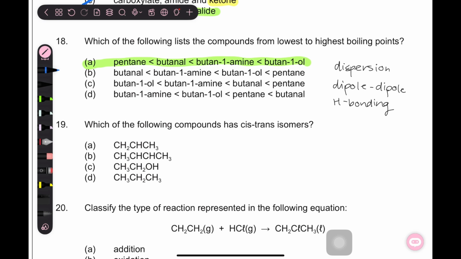And the reason for the order is because butanol is an alcohol, which means that it can do hydrogen bonding because it has a hydrogen and an oxygen. And then butan-1-amine is an amine, so it can also do hydrogen bonding because it has an NH2 group.